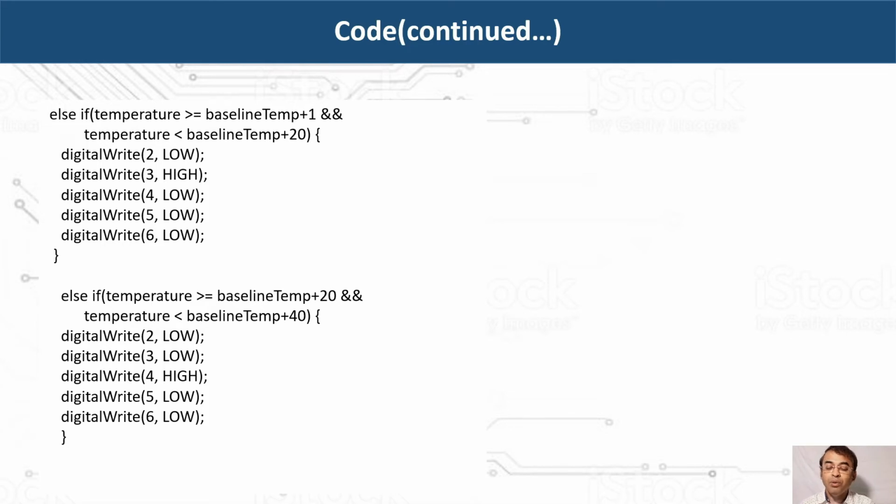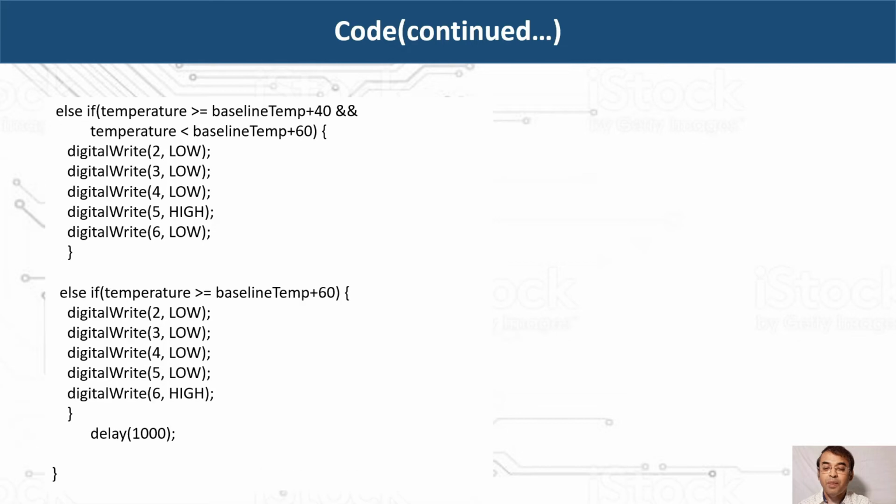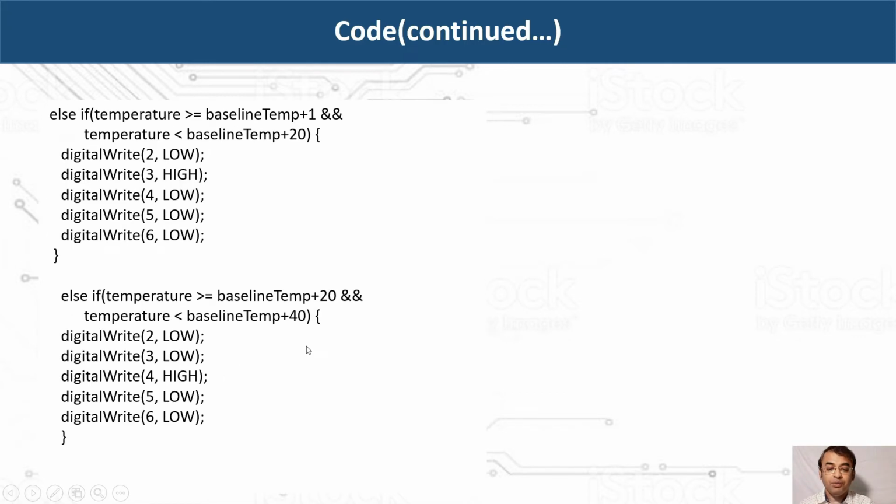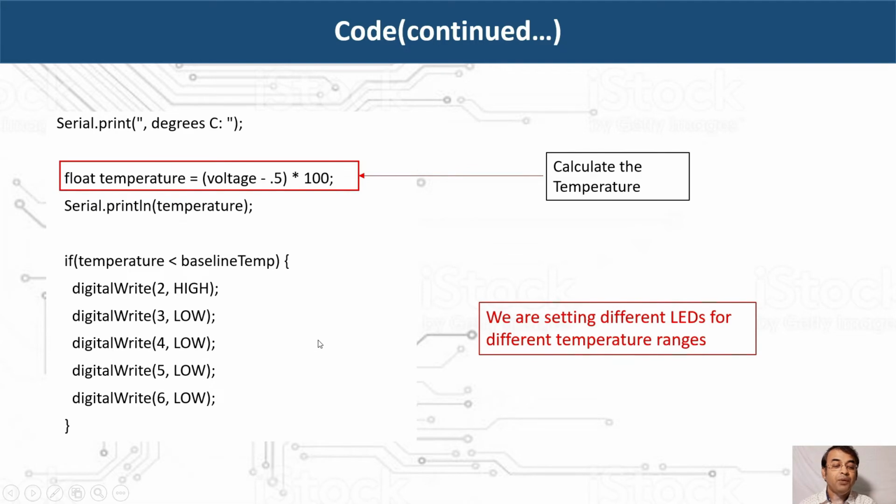For this condition, the fourth LED will glow because digitalWrite 5 is high. And lastly, you have digitalWrite 6 high, that means the fifth LED will glow for this particular temperature. That means we are setting different LEDs for different temperature ranges.